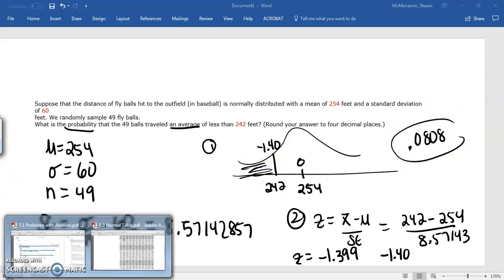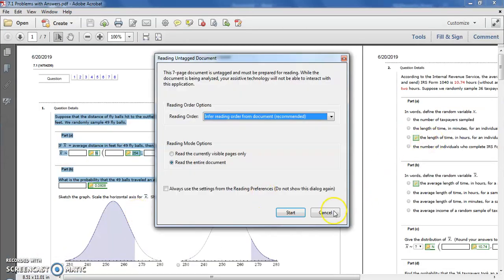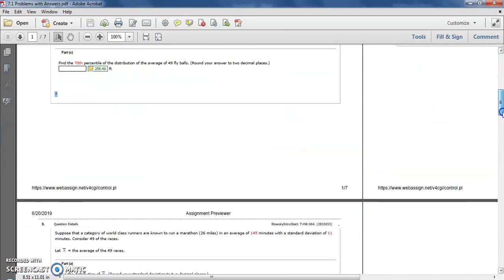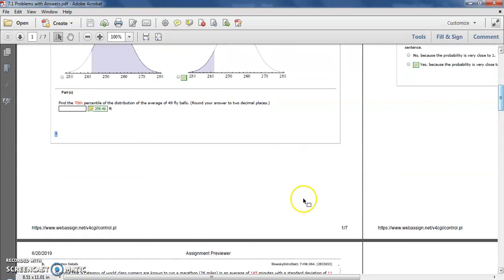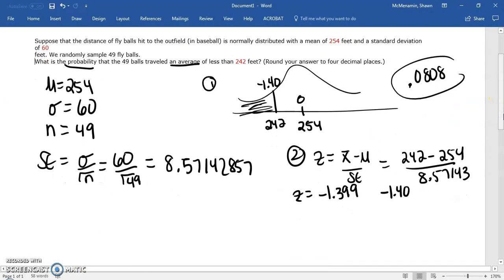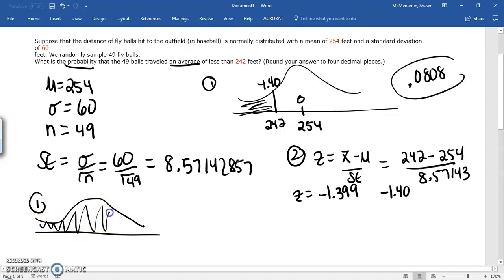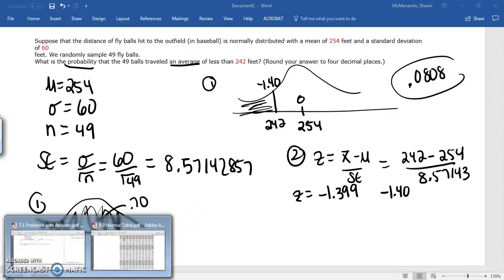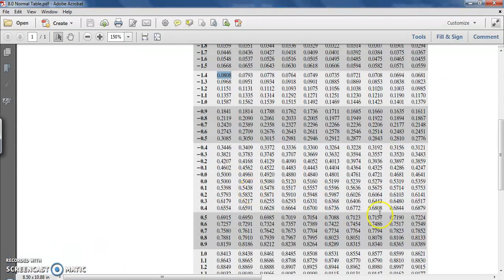Now the second part of the question, it's saying find the 70th percentile. So to find the 70th percentile, the first step is to graph it. The 70th percentile, when you shade it, you're shading 70% of the normal curve, so 0.70. And then we go to our normal table and we're looking for 0.70.